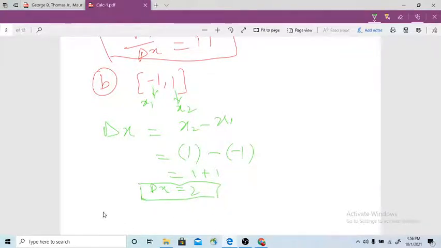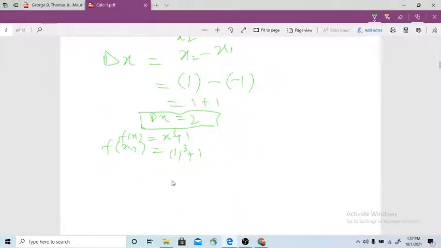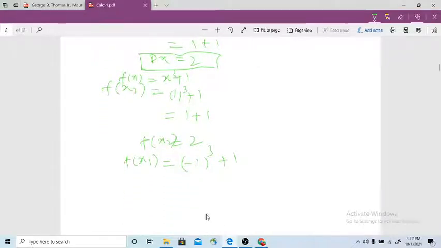Then we have to find f of x2. f of x was again x cube plus 1. So f of x2, where x2 is 1, is 1 cube plus 1, which is 1 plus 1, meaning 2. f of x2 is equal to 2. And f of x1 will obviously be -1 cube plus 1, and -1 cube means -1, so it is 0.